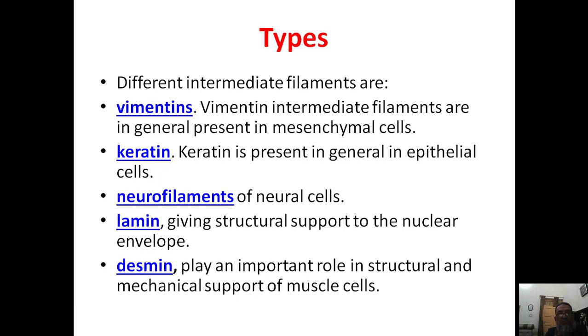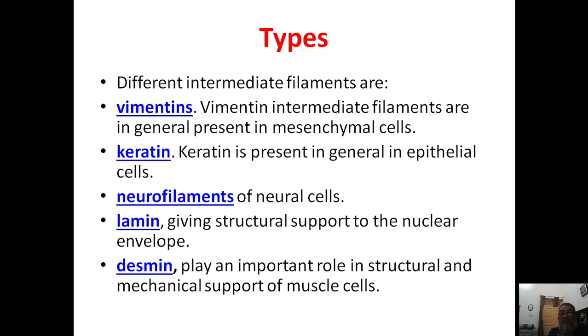Lamin, this gives structure support to the nuclear envelope. Now always remember, this is the point. The lamin is the type of intermediate filament not found in the cytoplasm, present in the nuclear membrane only. Desmin plays an important role in the structural mechanical support of the muscle cell.